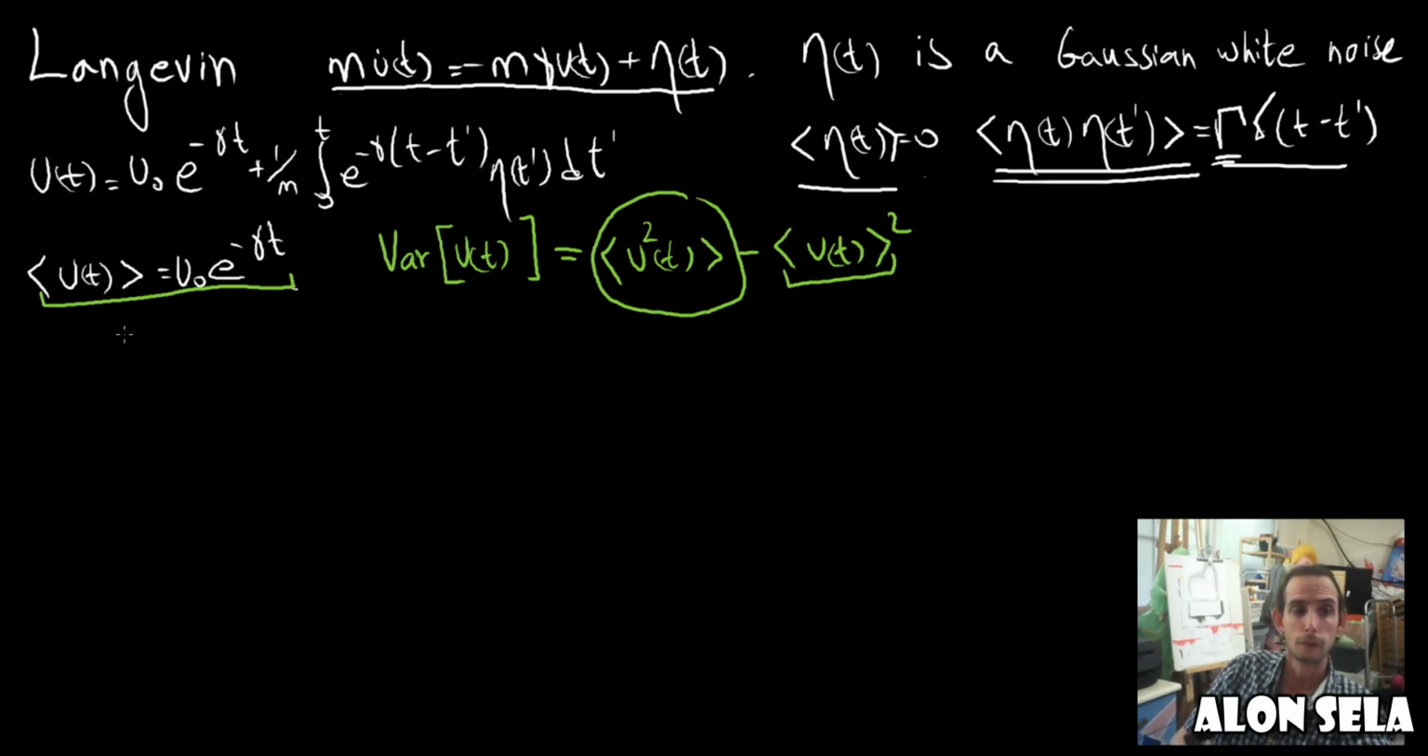So let's see. First, we also saw that the solution to the velocity at time t is given by this expression right here. So first of all, if we want the second moment, we need to find what v squared is. So basically we need to square this quantity, which is equal to this squared.